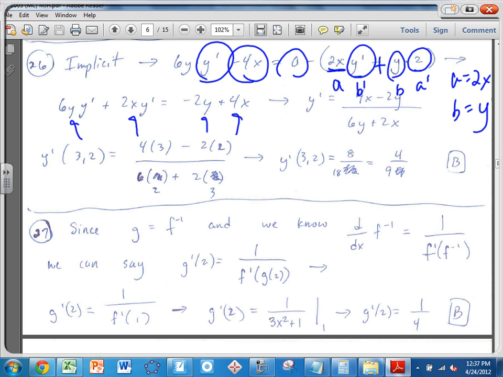Or you could do what I did and solve for y prime, and then plug in your points, and make sure you don't mix them up, like I clearly did here. Plug in the points. I didn't get an answer that was a choice at first, because I mixed those two up. Then I looked back and said, what did I do wrong? I plugged in there, and I got my slope of 4/9, choice B.